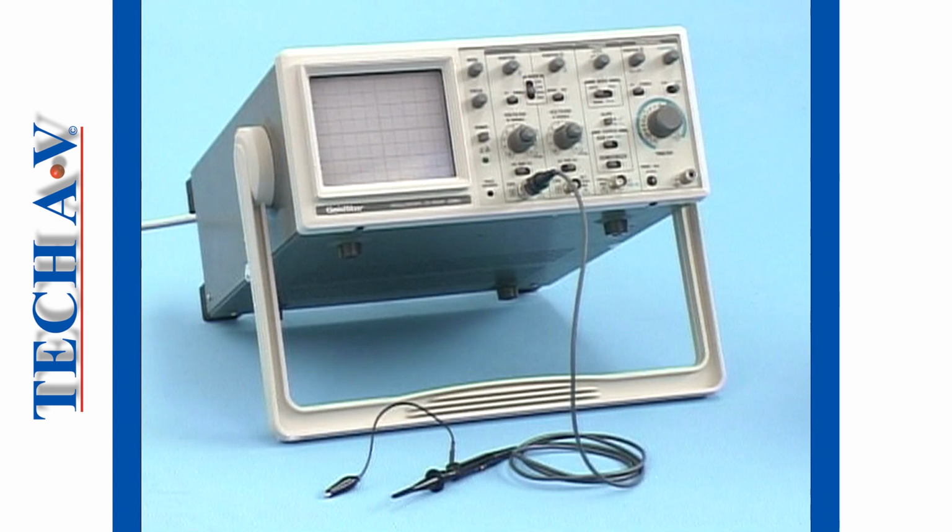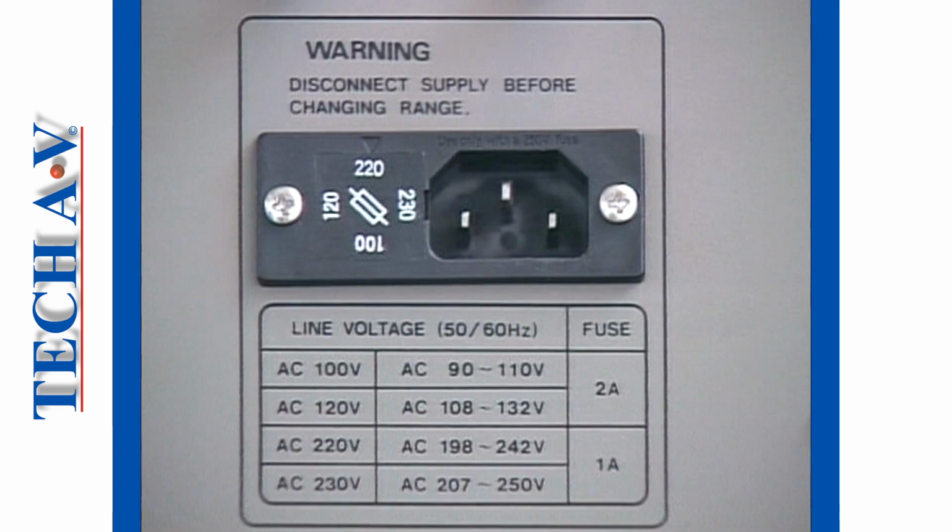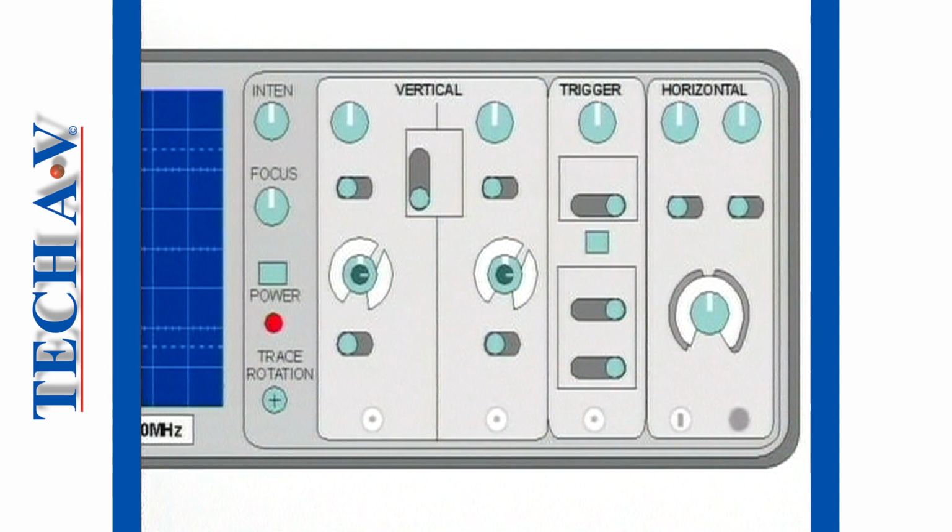Let's now consider the basic controls and their settings for normal operation. Most oscilloscopes are mains-powered, and it is most important to ensure that the voltage selector is set to match the normal power line voltage. The front panel is divided up into 4 groups, namely the screen controls, the vertical deflection or input amplifier controls, the trigger controls, and the horizontal deflection or time-based controls.